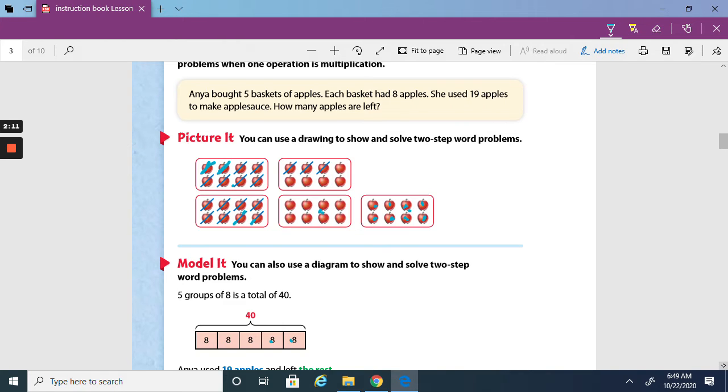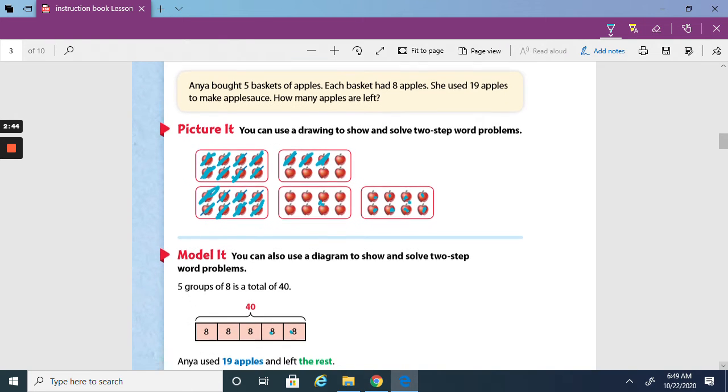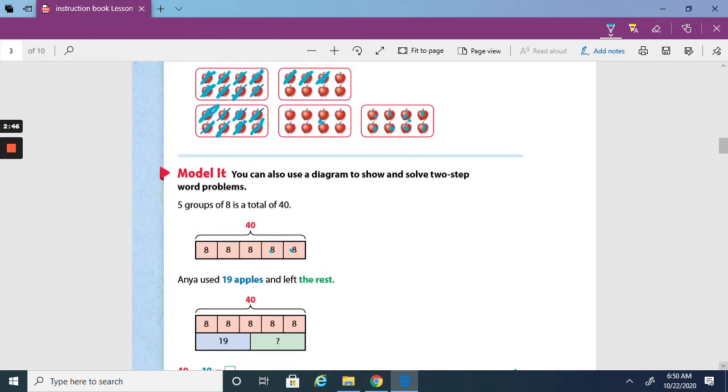If I'm using something or getting rid of it, I know that I'm going to subtract. So there are 8 apples in the first basket, then 8 more apples out of the second basket would give us 16, and then we would only need 3 more in the third basket to give us a total of 19 apples used. Not only can you draw a picture, but you can also make a model or a diagram to help you solve a two-step word problem.